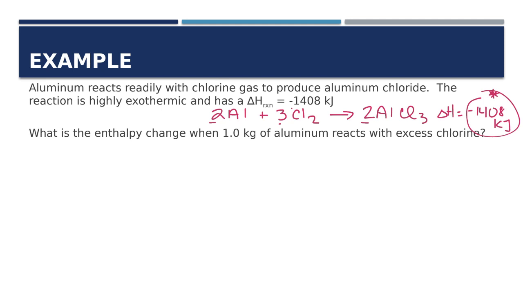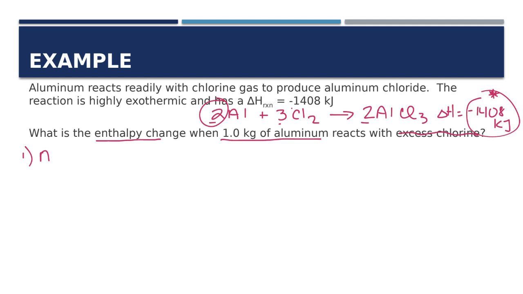So the question is asking, what is the new enthalpy change when 1 kilo of aluminum reacts with excess chlorine? Excess chlorine tells me I don't really care about it. So we're going to take that mass of aluminum and figure out the new amount of moles of aluminum. And then we're going to compare it to this coefficient and create a new enthalpy change as a result.